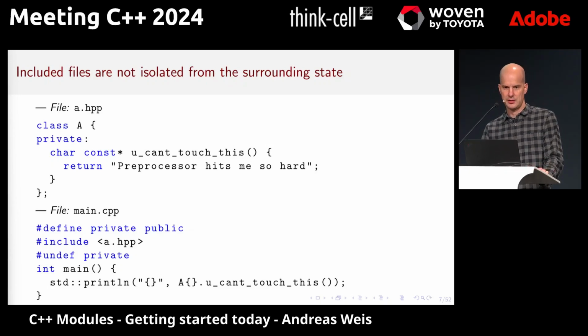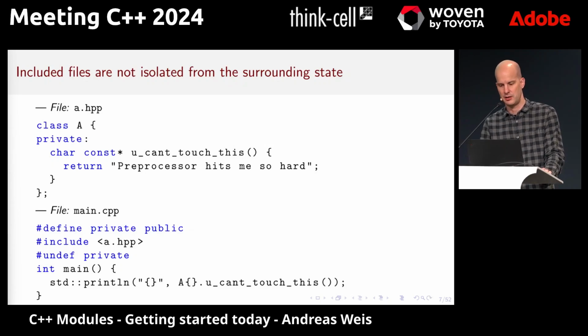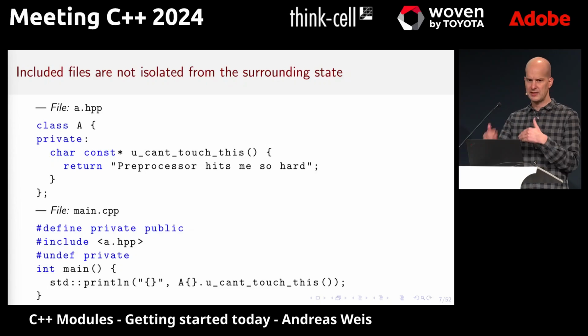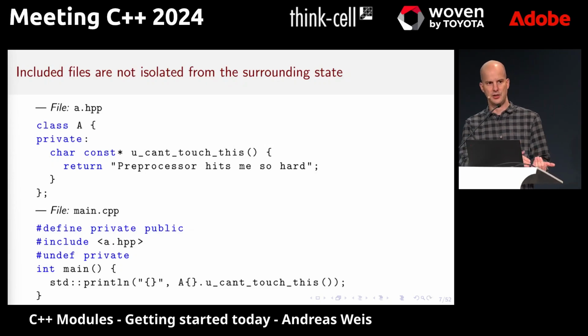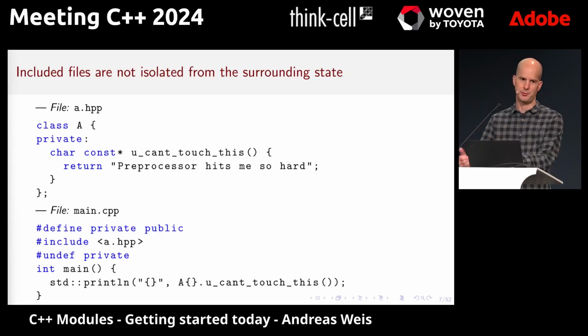There's also other use cases like X macros. These are used quite heavily in system headers, for example, where you set up some state, and then the header that you include actually depends on that state that was set by the preprocessor before the include happened.